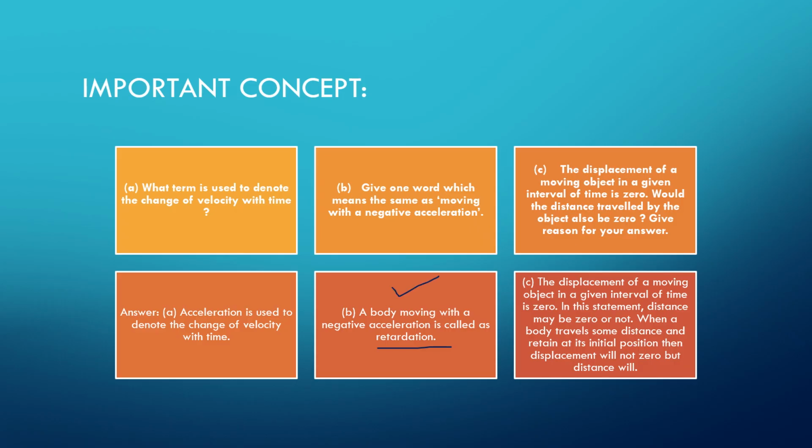Question number C: the displacement of a moving object in a given interval of time is 0. Would the distance traveled by the object also be 0? Give reason for your answer. So your answer will be, the displacement of a moving object in a given interval of time is 0. In this statement, distance may be 0 or may not be 0. And when a body travels some distance and returns to its initial position, then displacement will be 0, but distance will not be 0. Hope these important questions and terms which you come across when solving the numericals are clear to you.